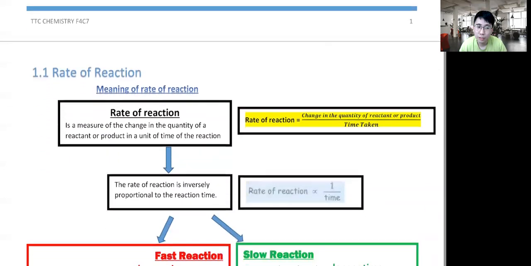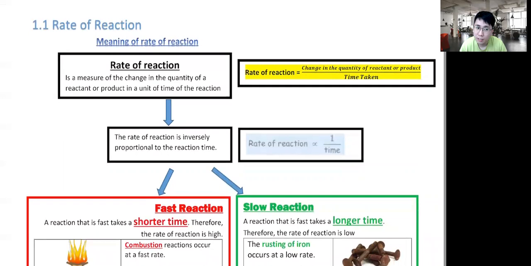Now, the meaning of rate of reaction is the measure of the change in the quantity of reactant or product in a unit of time of the reaction. In simple words, how am I supposed to know how fast a reaction occurs? You need two pieces of information. Number one is the change in the quantity of reactant or product. Guys, what is reactant? What is product? Reactant means before reaction.